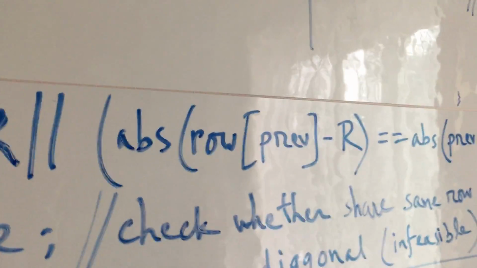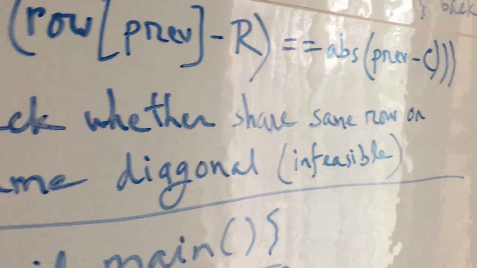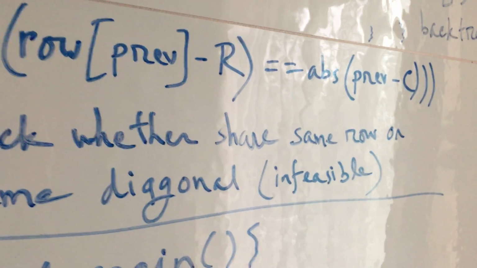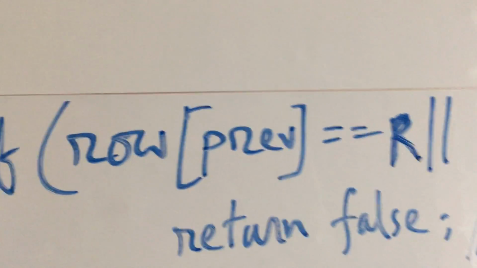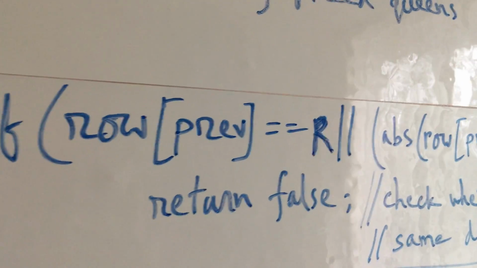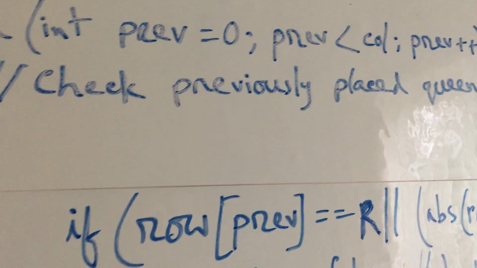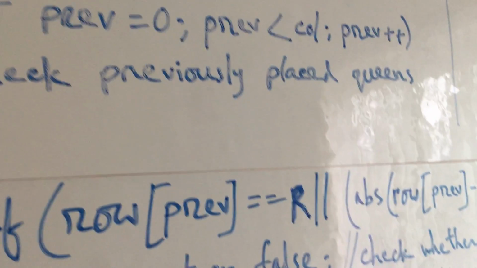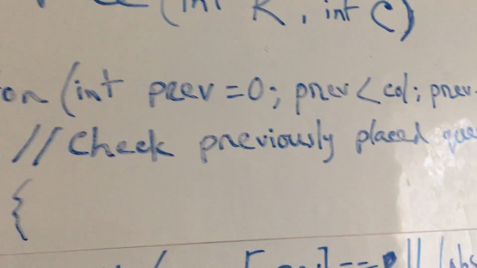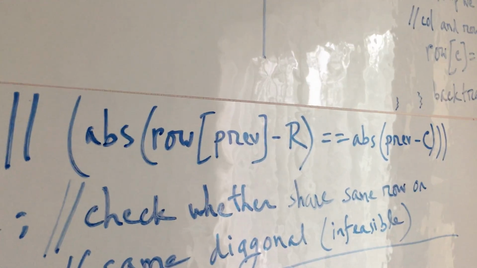So this condition is checking whether that particular position of the queen attacks it diagonally or shares the same row on the chessboard. To check the row position, we check with the condition whether the previous row position of the previous queen is the same as the row position of the current queen, and check the diagonal position, whether they are equal.